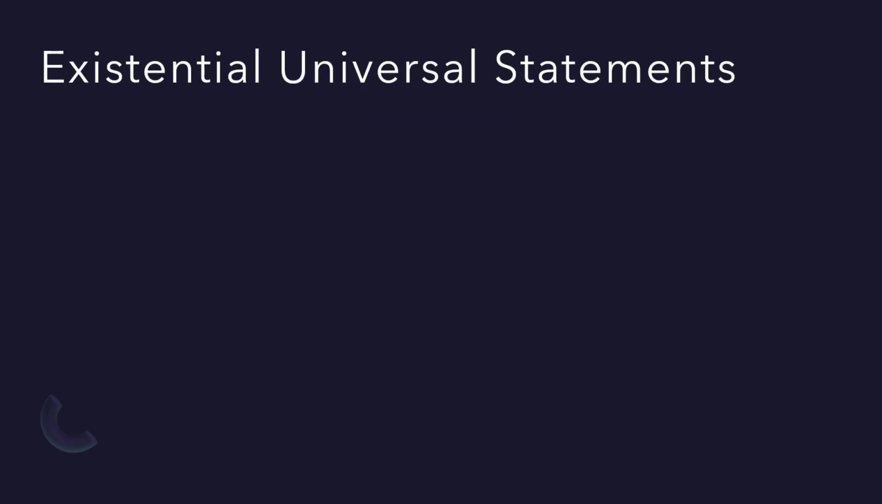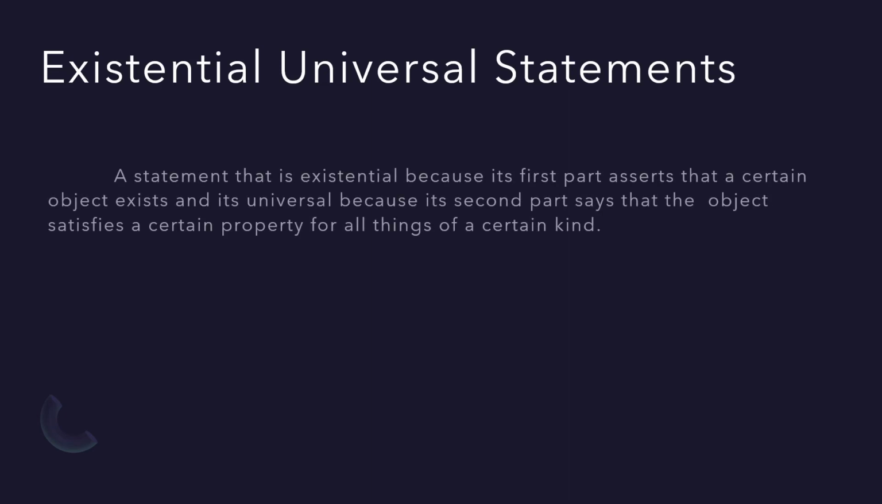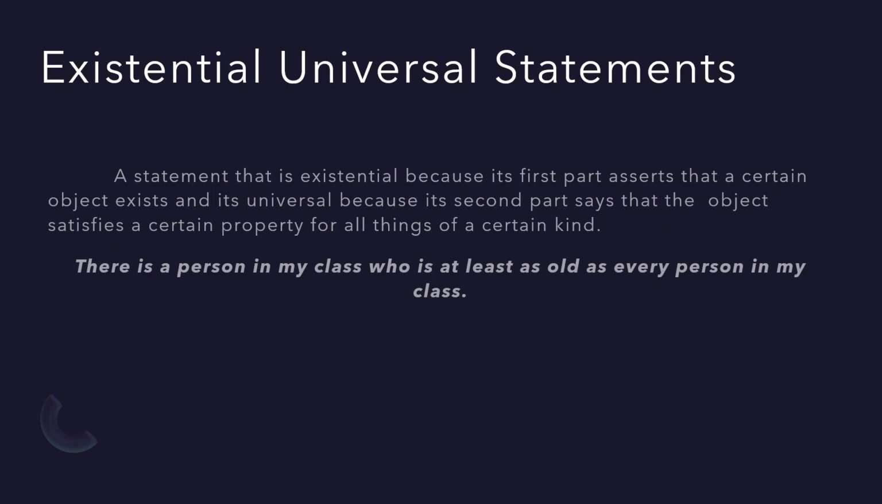Okay? So yun. Then we have existential universal statements, no? So for existential universal statements, baligtad naman. A statement that is existential because its first part asserts that a certain object exists, and it is universal because its second part says that the object satisfies a certain property for all kinds of a certain property. For example, there is a person in my class who is at least as old as every person in the class, no? Kasing edad or pwedeng mas matanda, no?